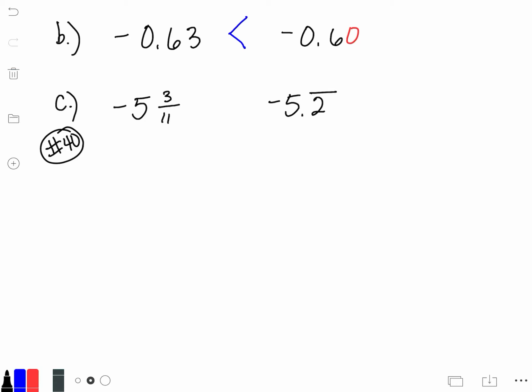So I suggest you make negative 5 and 3/11ths into a decimal. And so first I would make it a fraction. So 11 times 5 is 55, 56, 57, 58. So this is the same as negative 58 over 11. And then you divide 58 divided by 11. 11 goes into 58 5 times. That would be 55 with a difference of 3.